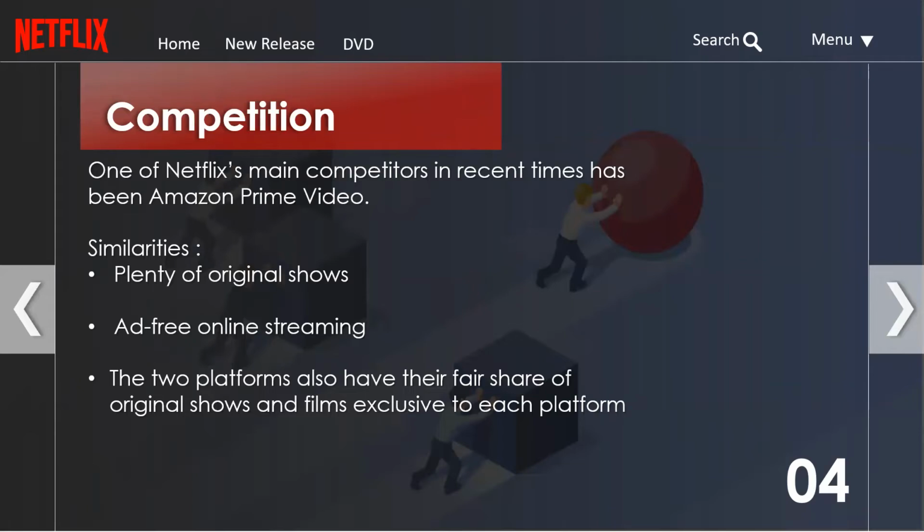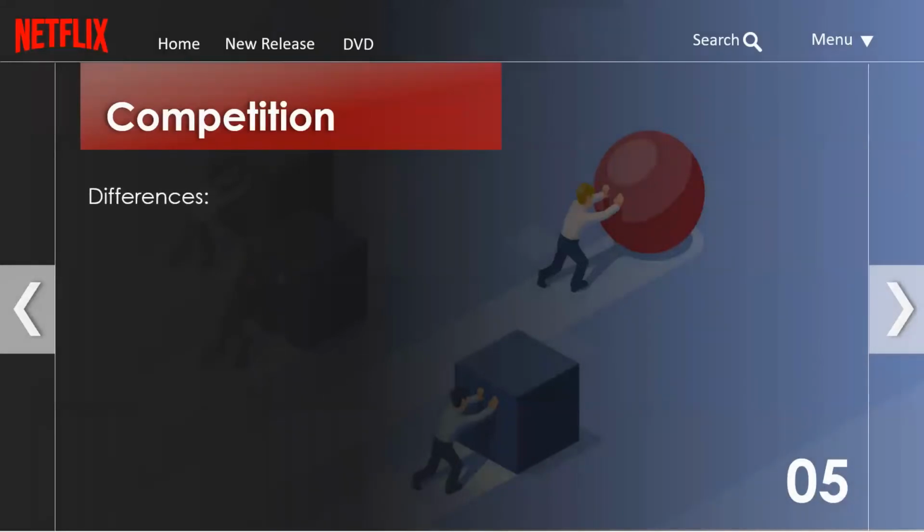Both Netflix and Prime Video promise ad-free online streaming. Both platforms also have their fair share of original shows and films exclusive to each platform. Despite their similarities, which makes them such big competitors in the entertainment industry, they differ in their own unique way. What are some differences? They have different user interfaces. Which is better ultimately comes down to the person using it. What type of preference does that person like?